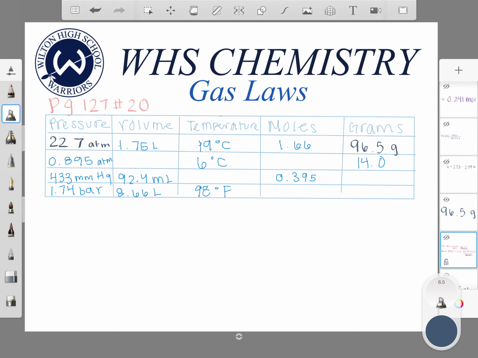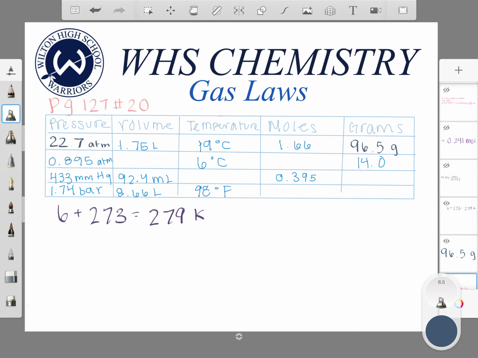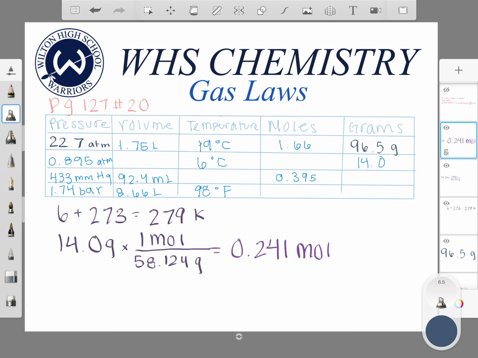Okay, and then the next row, as you can see, it's again in Celsius, so we're going to have to convert to Kelvin again. So 6 plus 273 is 279 degrees Kelvin. And then also, we're going to have to find the moles. So we have 14 grams times the conversion factor here using the molar mass, and we're going to get that that equals 0.241 moles of butane.